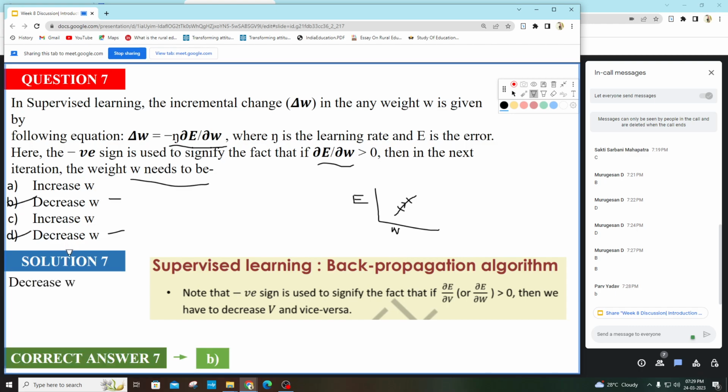So I think there is some mistake in the D option here. So B and D is your right option. Okay, so is this clear?